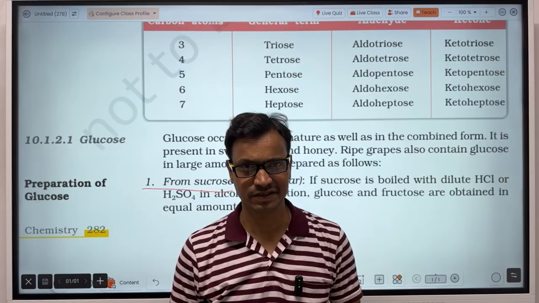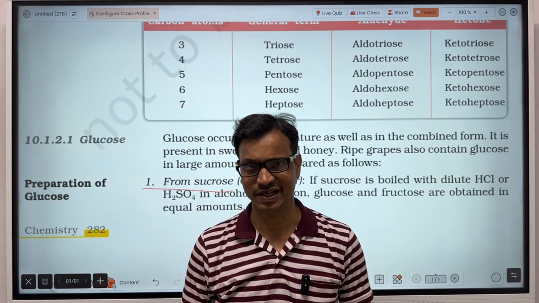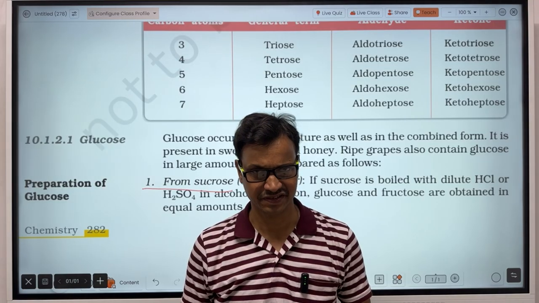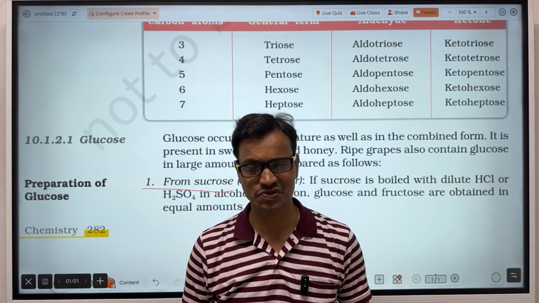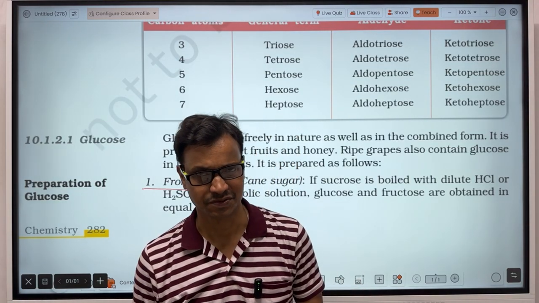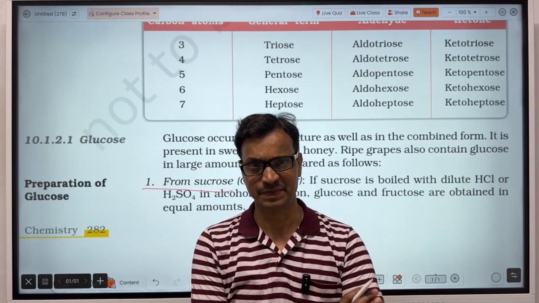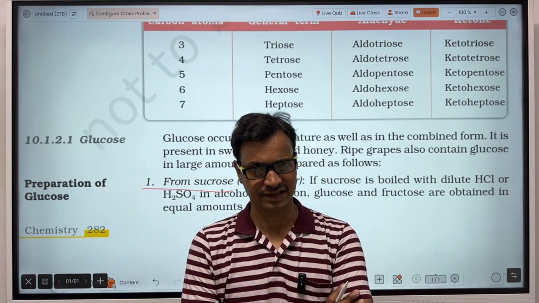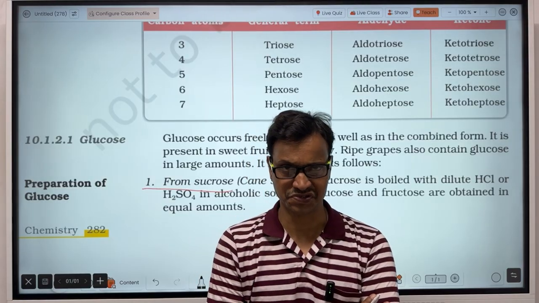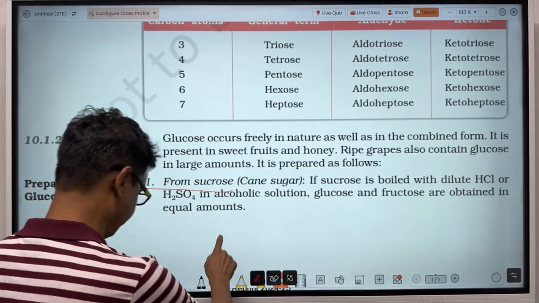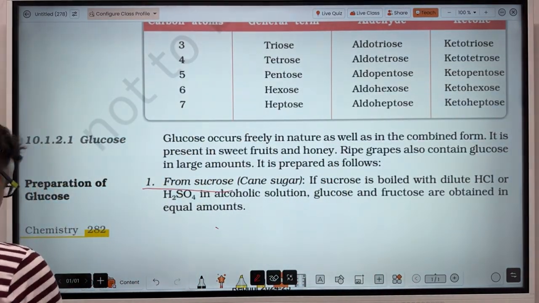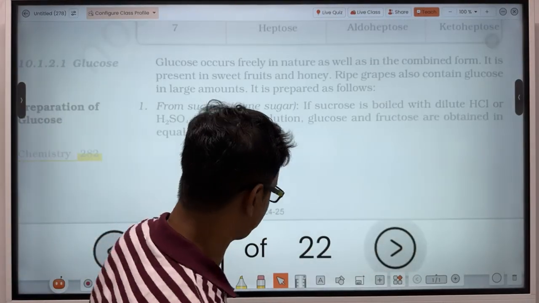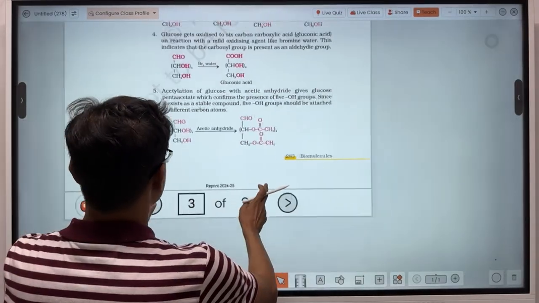So if we hydrolyze the sucrose, then we will get glucose and fructose. In this way we can prepare glucose. The fructose can be separated from there, and then we will get glucose. Okay, let's see how the reaction goes.